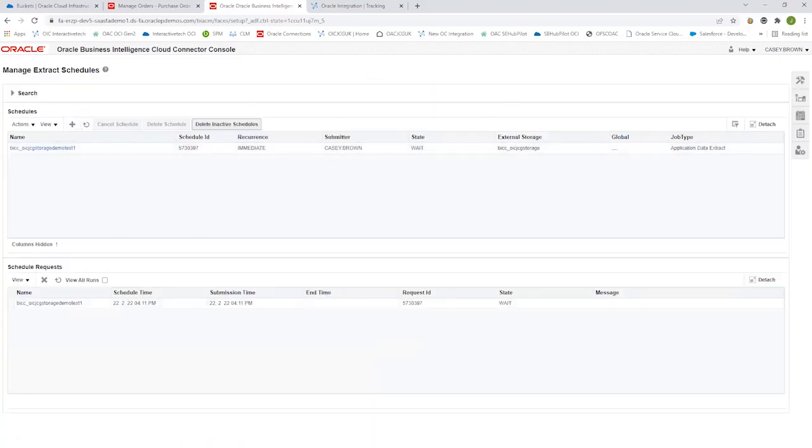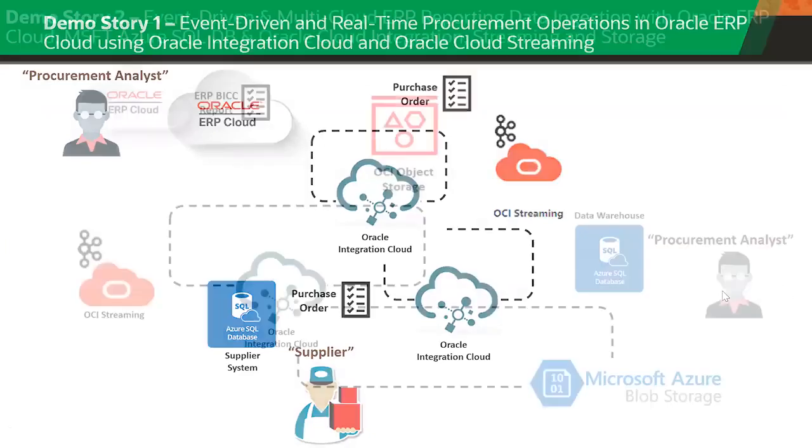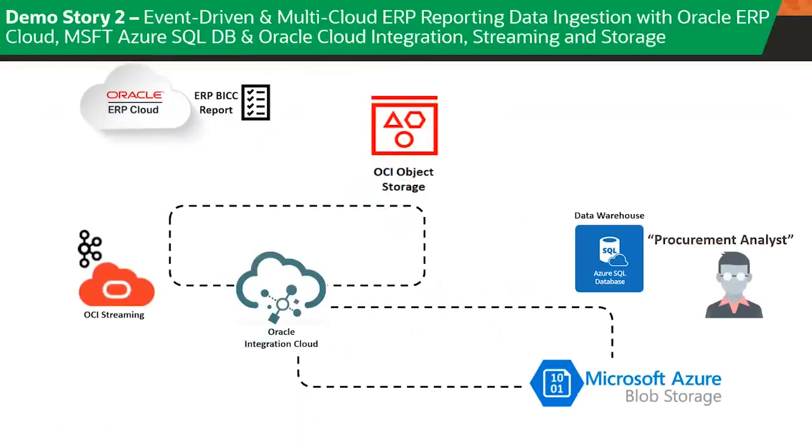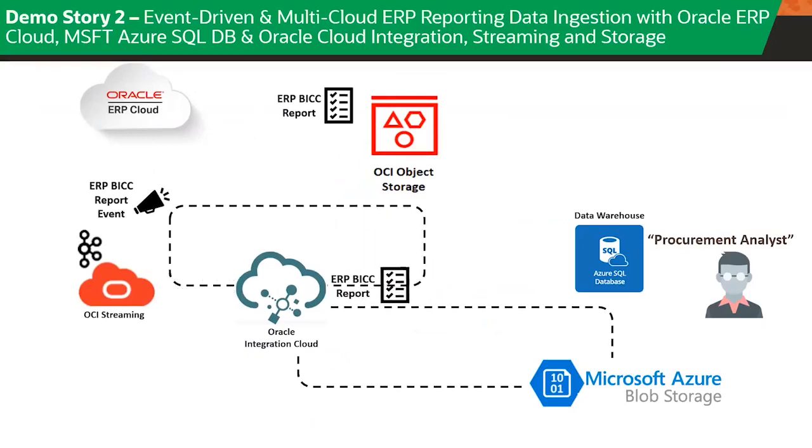So for this use case, let's go back to the second demo story that I'm showing: the ERP BICC report is going to be sent to OCI object storage. I define an event rule that whenever an object is created in this bucket, this is going to trigger an action that sends this event to OCI streaming. Then, when it's in OCI streaming, Oracle Integration can consume this event. I can use the object storage API to retrieve that file, and then we can use the Oracle Integration Cloud REST connector to drop that file into blob storage.